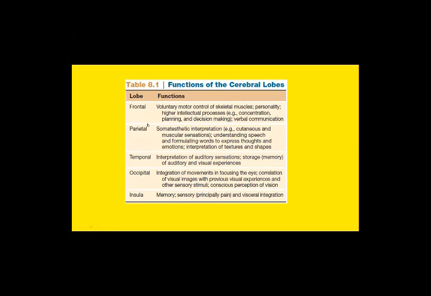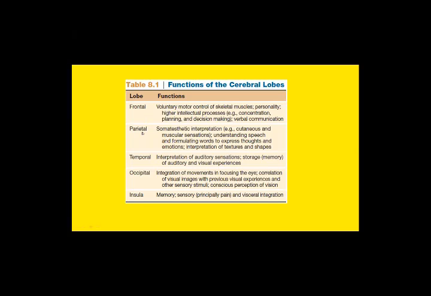So each lobe within each cerebral hemisphere has specific functions. We have discussed some of the functions already. For example, frontal lobe of the cerebral hemisphere is involved in the voluntary control of the skeletal muscles. Moreover, this lobe is responsible for the higher intellectual functions. For example, planning of voluntary movement, programming of voluntary movement, and verbal communication.